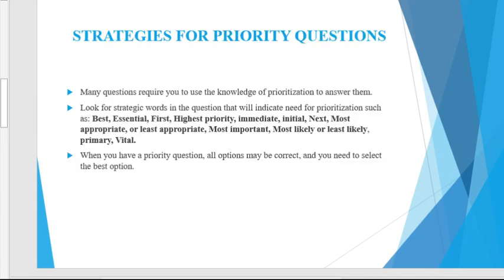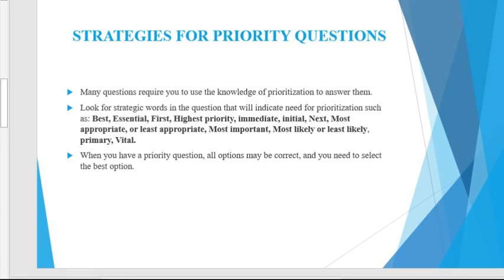And strategies for priority questions. Many questions require you to use the knowledge of prioritization to answer them. When you're answering your questions, you will see some of those questions that have best option, essential, next, immediate, most appropriate, least appropriate, primary, vital, least likely, most likely.